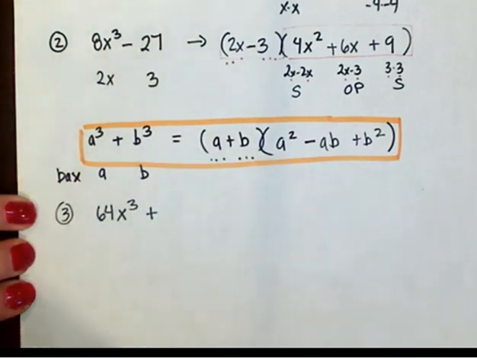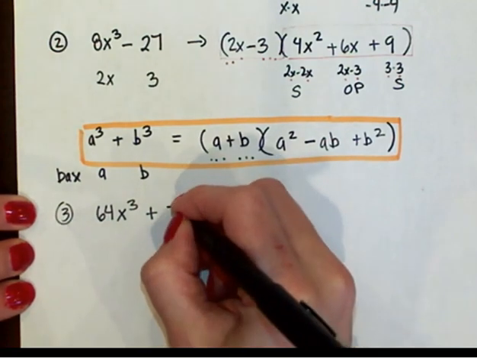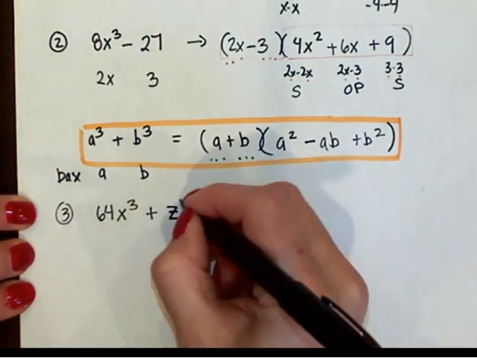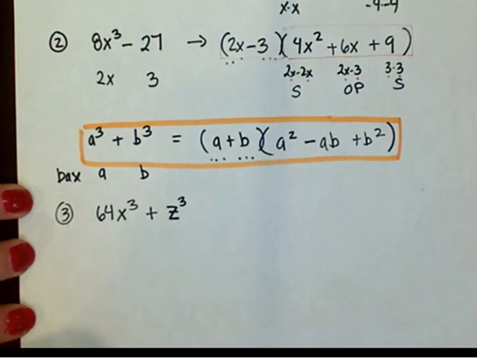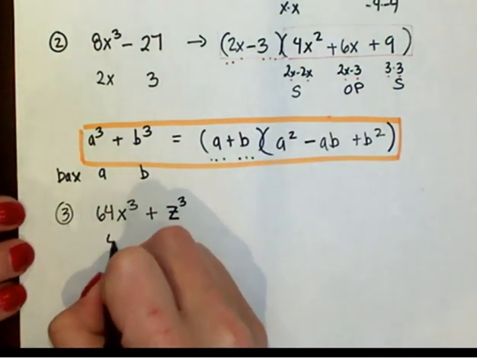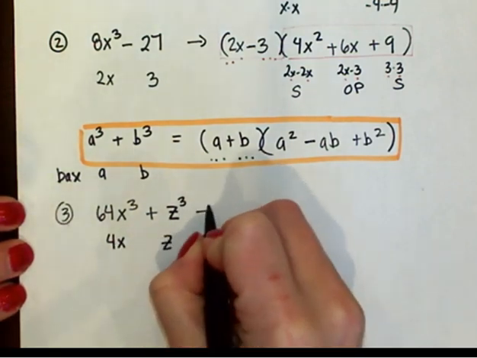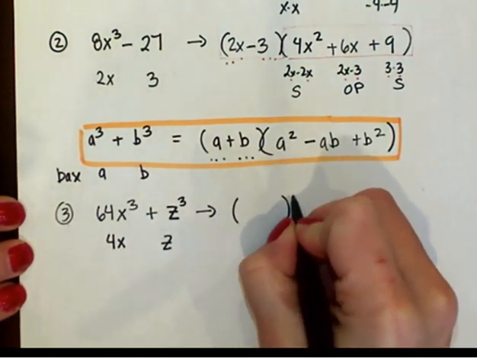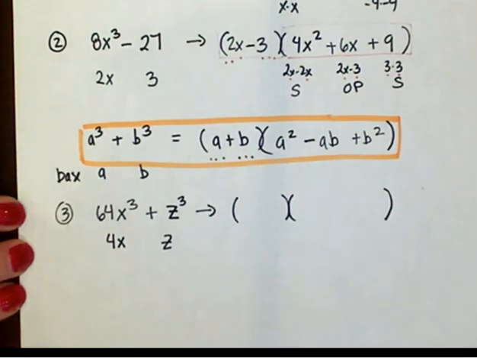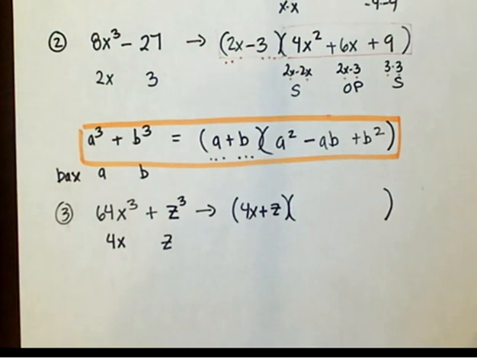Let's throw in another letter here. Okay, first, identify the bases. Use the formula, fill out the remaining factors. First factor should be 4x plus z. Now for the second factor.